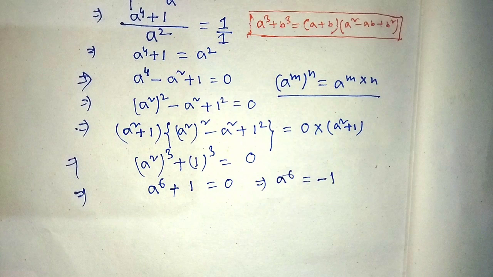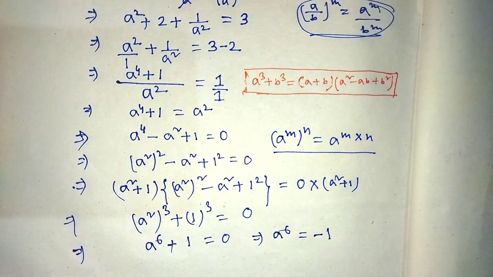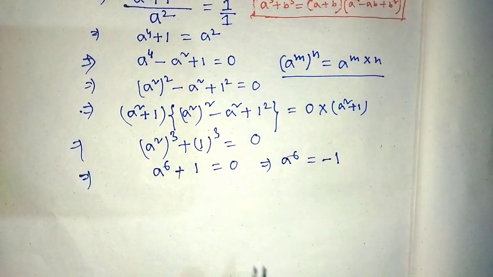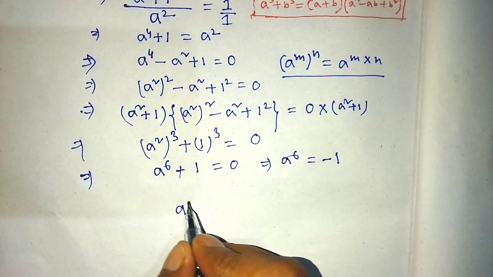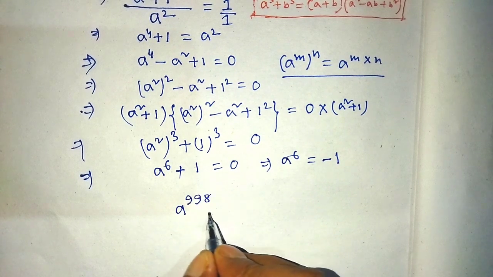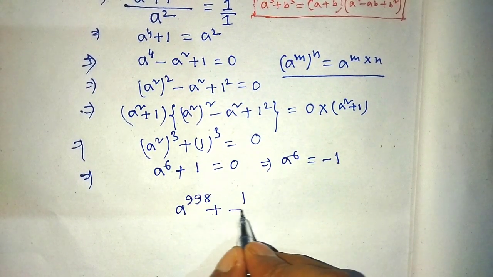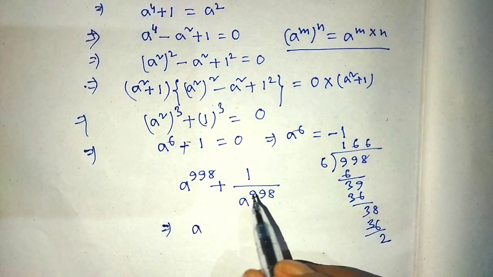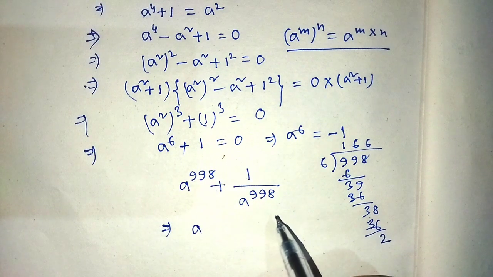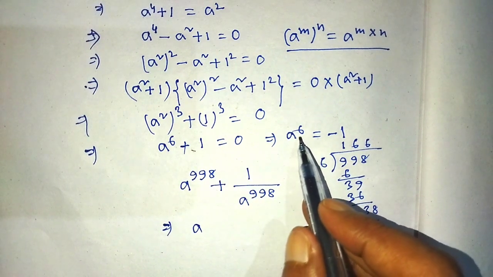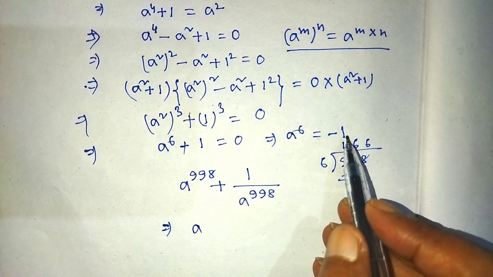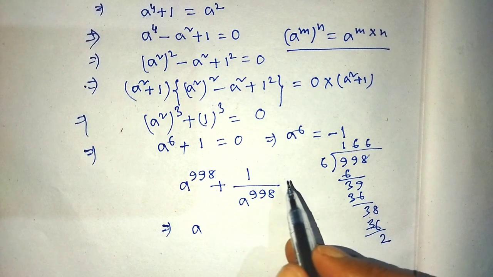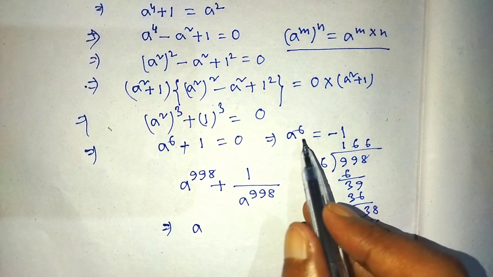Okay. So student, we have to find the value of this algebraic expression. So we have to write here a to the power 998 plus 1 over a to the power 998. Okay, student. To find the value of this algebraic expression, we have to put the value of a to the power 6 is equal to minus 1 in this algebraic expression. So that's why student, we have to convert this algebraic expression in terms of a to the power 6.